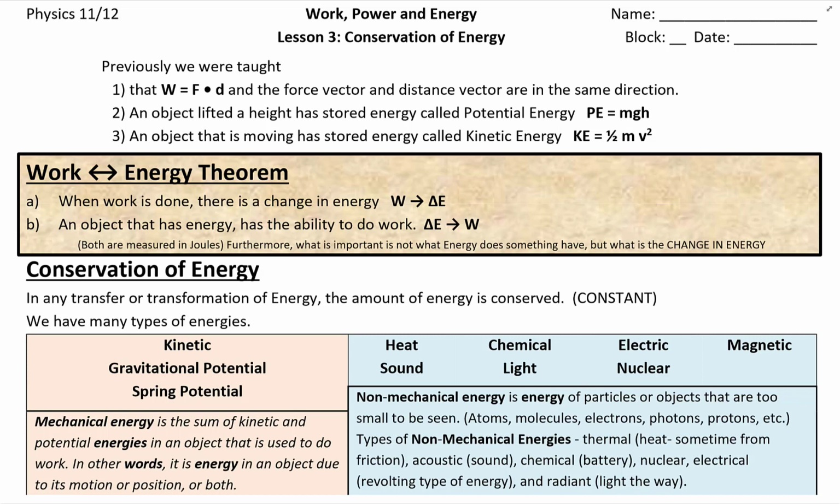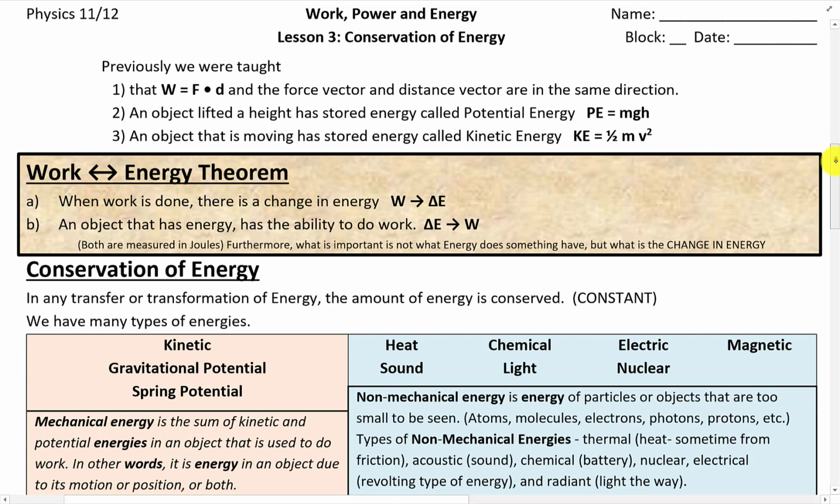Well, let's just quickly go over what we learned so far in lessons 1 and 2. Work is force times distance, and the force vector and the distance vector are to be in the same direction. If not, then we have to use the cosine of the angle in there. And work is a scalar. An object lifted a height has energy called gravitational potential energy, and that's calculated as mgh, and h is the one that's changing here. An object that is moving has energy stored as kinetic energy, 1/2 mv squared, 1/2 times the mass times the velocity squared.